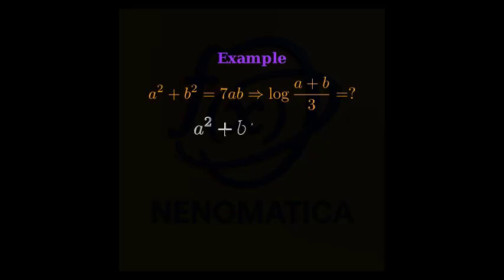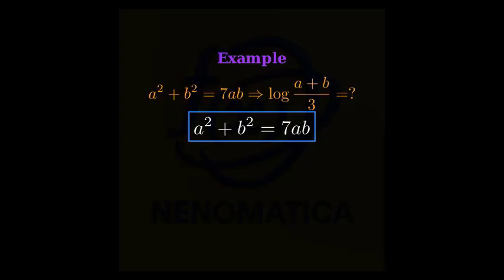The problem asks: given a squared relation, a squared plus b squared equals 7ab, find the value of log of the quantity a plus b all over 3. Step 1. Start with the given condition. A squared plus b squared equals 7ab.